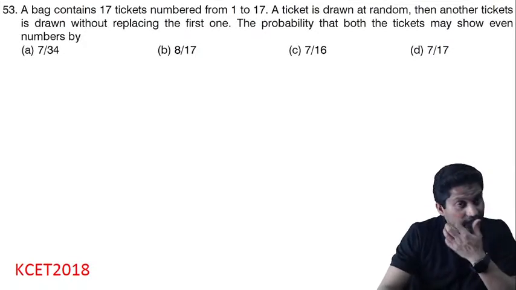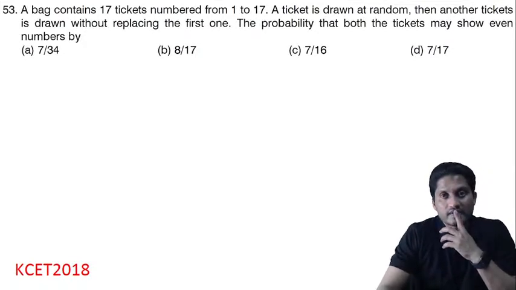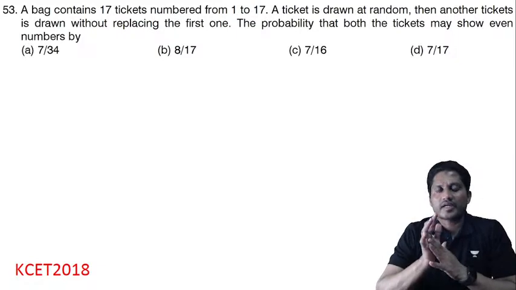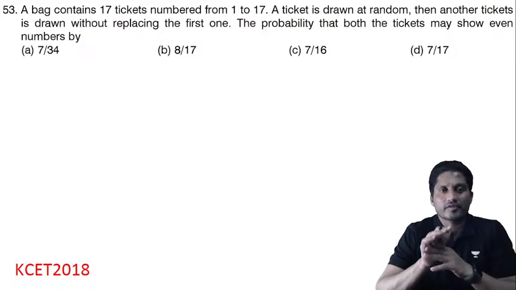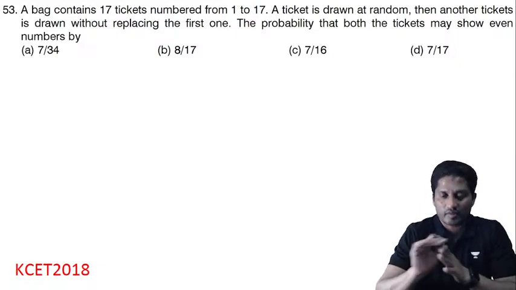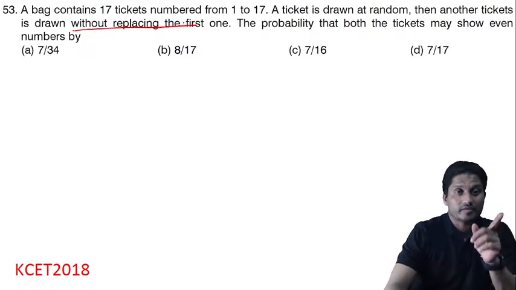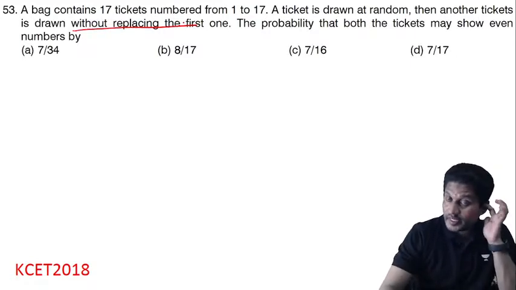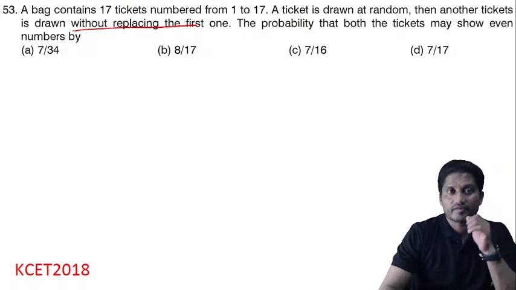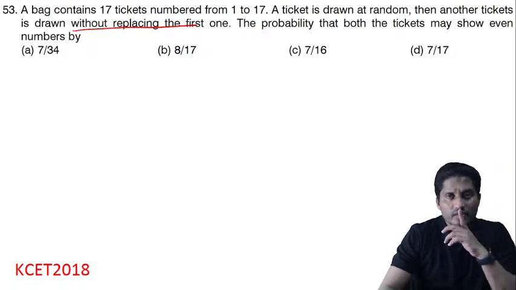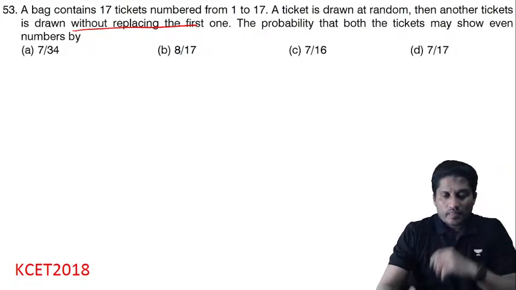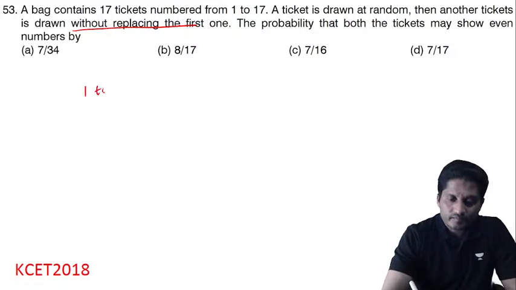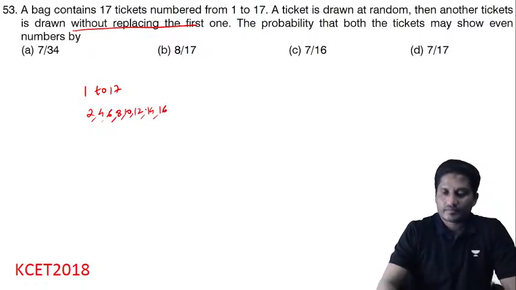A bag contains 17 tickets numbered 1 to 17. A ticket is drawn at random, then another ticket is drawn without replacing the first one. So you cannot apply Bernoulli's theorem. Bernoulli's theorem is with replacement. The probability that both the tickets are an even number. 1 to 17, even numbers are 2, 4, 6, 8, 10, 12, 14, 16.